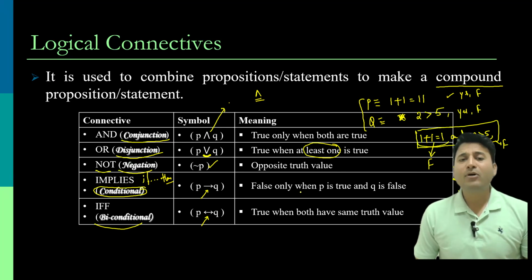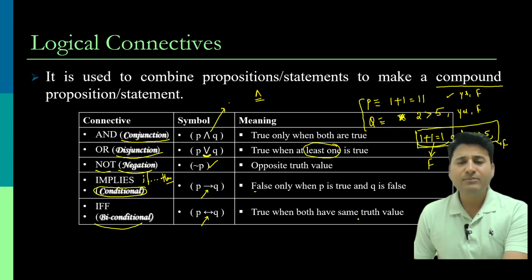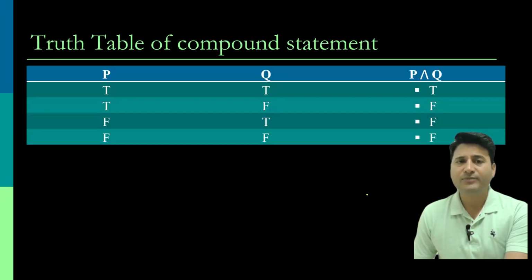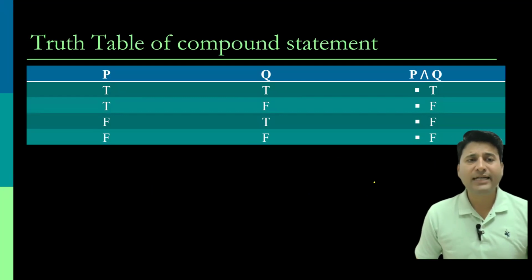Now, talking about conditional and then biconditional, let us move on to their truth value. So now I'm going to discuss, if a compound proposition is given, how to find its truth value. So this is for AND. If your input is T, the output is T. If this is T, this is F, it will be F, it will be F, it will be F.